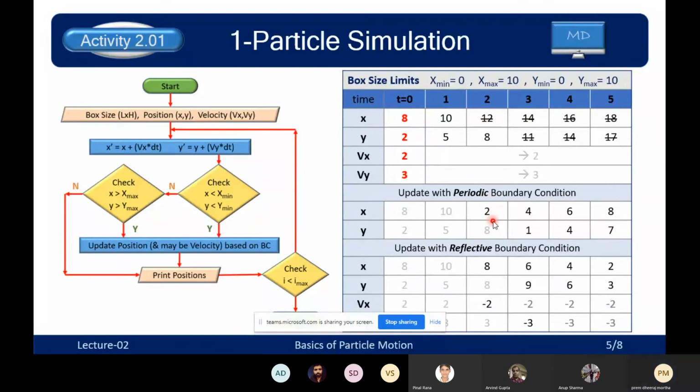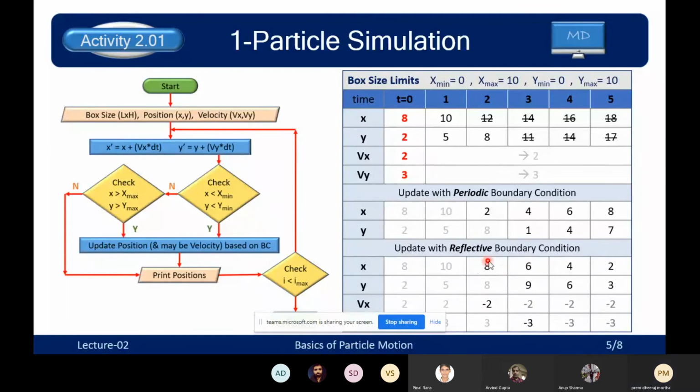And if I am to implement reflective boundary condition, this has gone 2 steps away from the right side of my box. So I would put it back into this box by creating a reflective effect. I would insert it 2 steps to the left of the right boundary. So that would take it to x equal to 8.